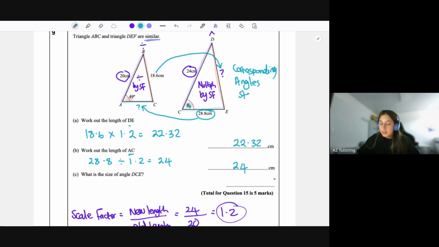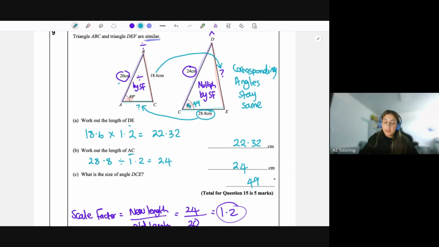Corresponding angles stay the same. So if that's 49, that's also going to be 49 because it's on the same side. So we say these two triangles are similar because the bigger triangle has been enlarged, all the sides have been enlarged by the same scale factor from the smaller shape.